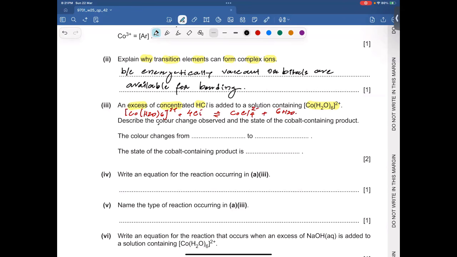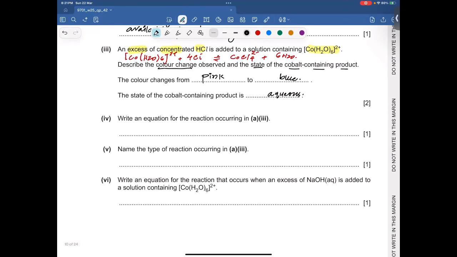Describe the color change observed, and the state of the cobalt containing product. The medium needs to be aqueous, so the state is basically aqueous. The color changes from pink to blue. Cobalt 2+ ion has a pink color, and with CoCl4 2-, it will turn into blue. Okay.